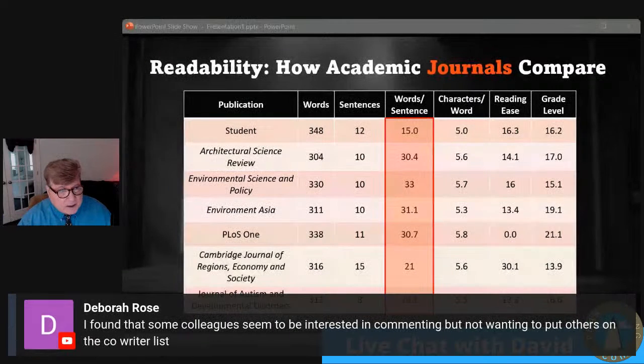Deborah writes, let me put up Deborah's comment. I found that some colleagues seem interested in coming, but not wanting to put others on the cover.